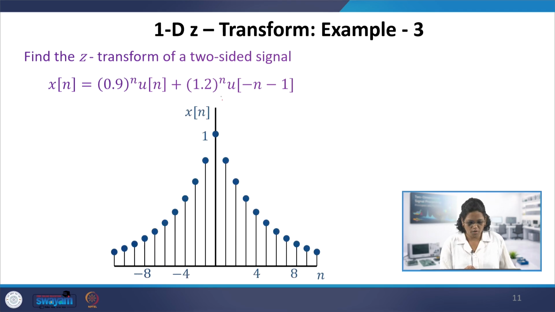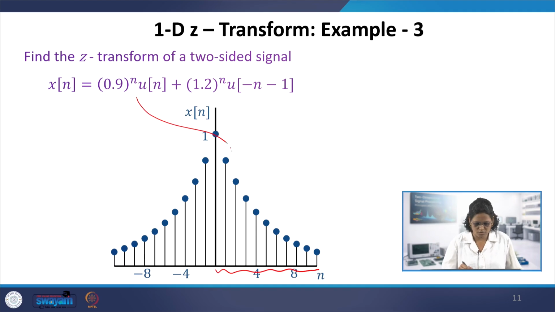Now if you plot the two, you have the one here from 0 to infinity, contributing the sequence 0.9 power n, whereas 1.2 is going to be the second sequence, going to the -1 side, toward minus infinity. Okay, so this is plus here, not minus; in the earlier example we took it as a minus. So here the sequence is now both-sided.